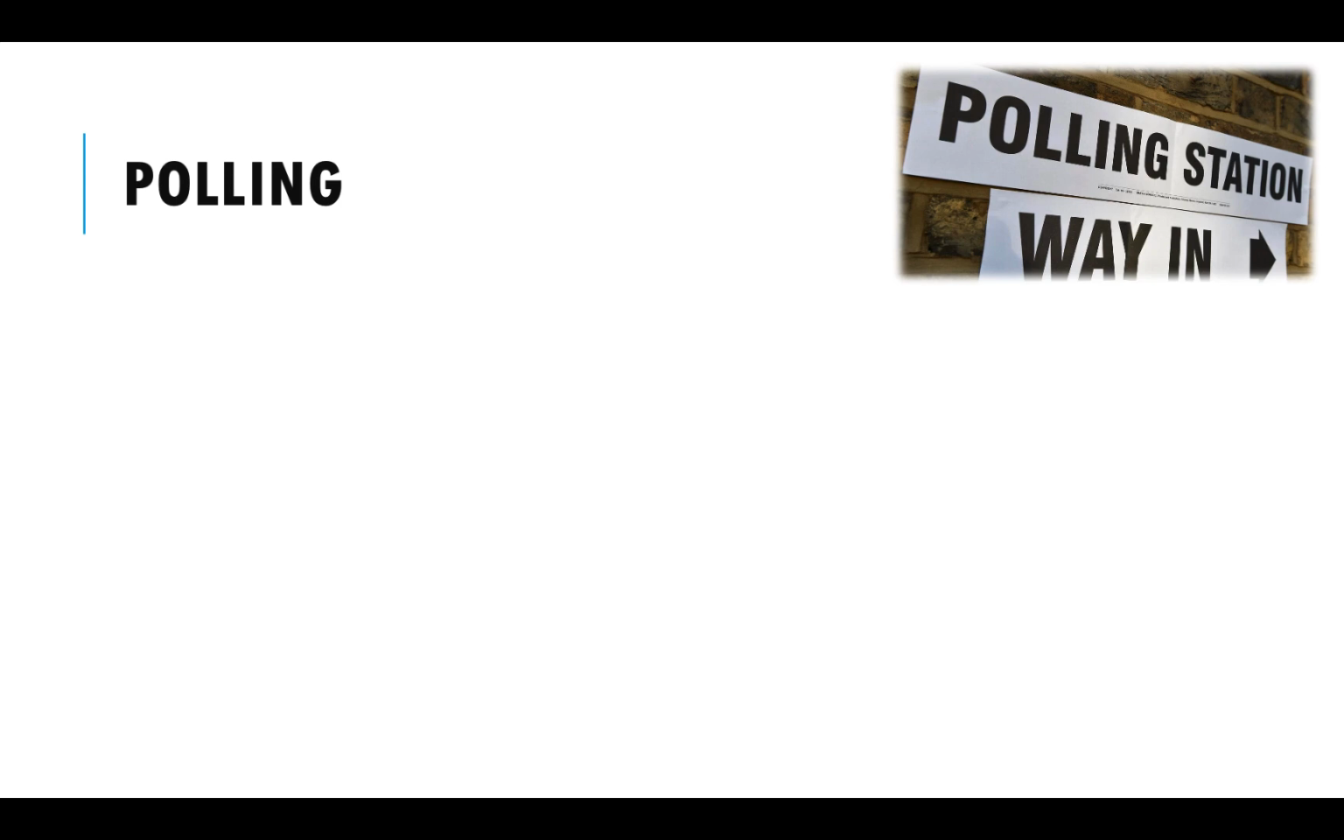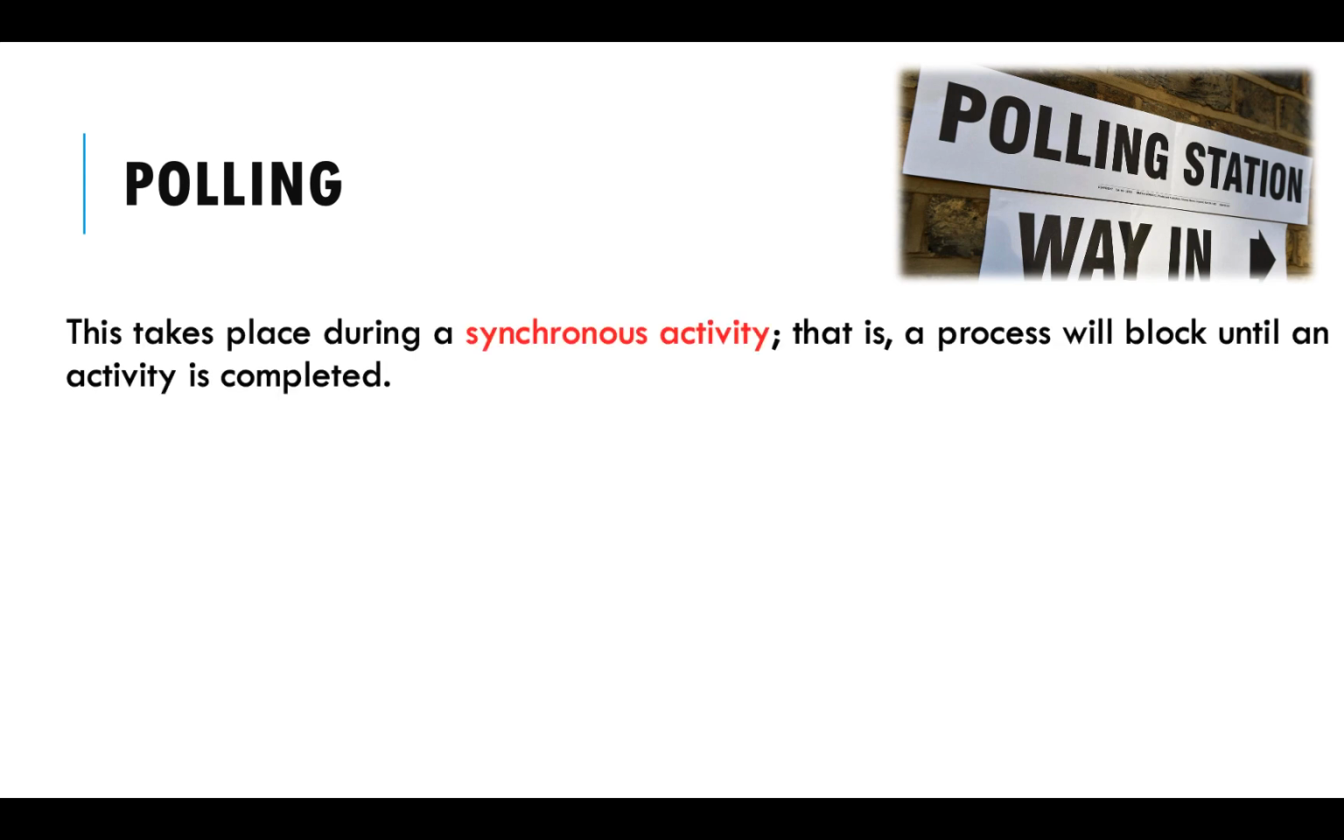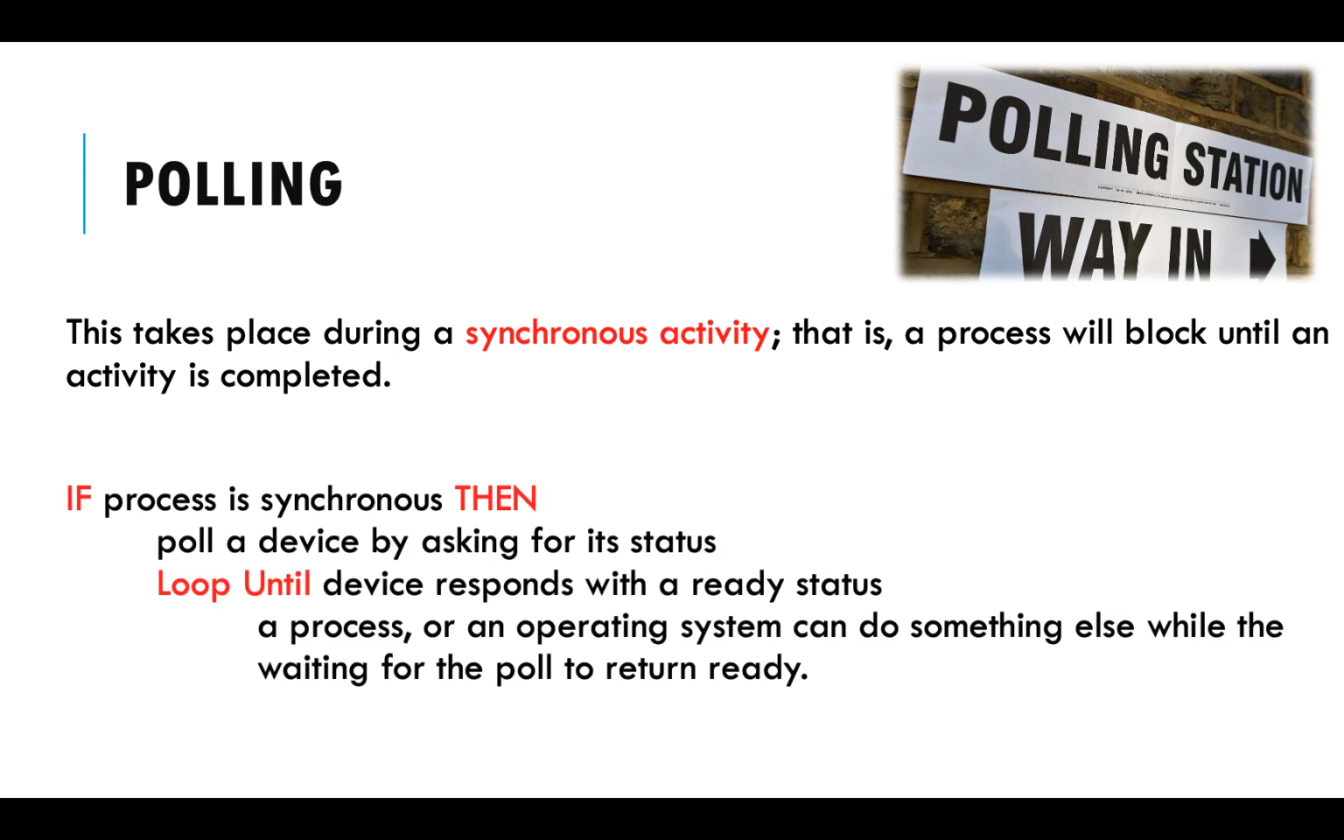The next thing we need to think about is something called polling. If you think about polling in a voting sense, it's basically asking a question of which party you would like to vote for. And this takes place during a synchronous activity, and that is a process that will block until an activity is completed. So if a synchronous activity is occurring, then poll the device and ask it for its status, and you're going to loop until the device responds with a ready status. That means it's ready to be run again.